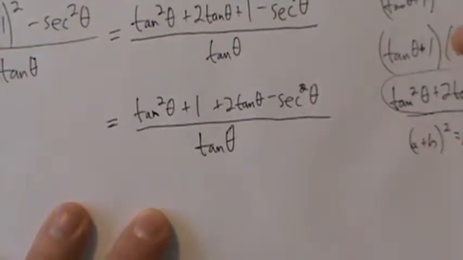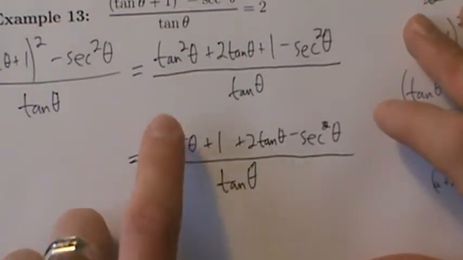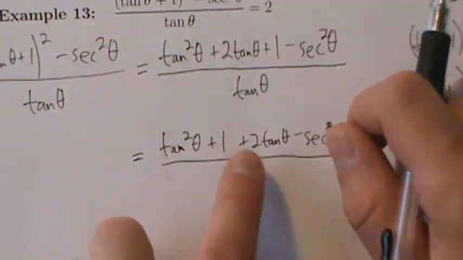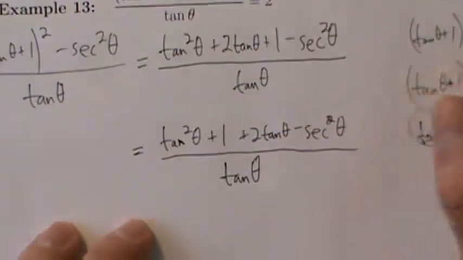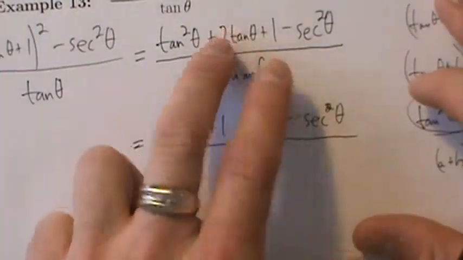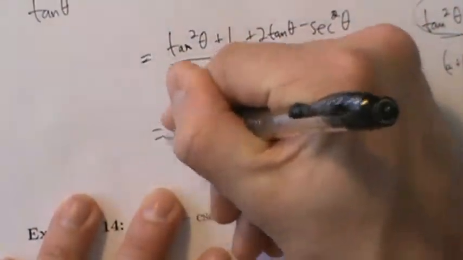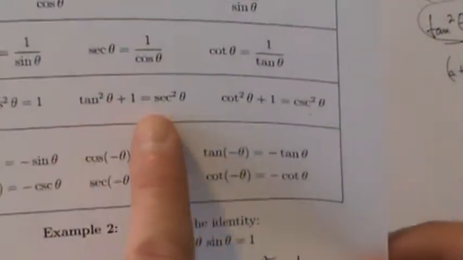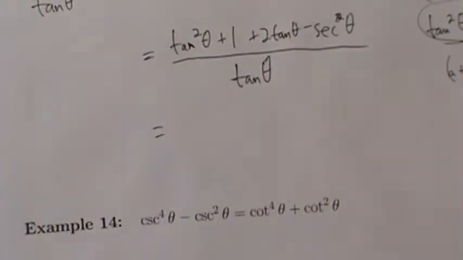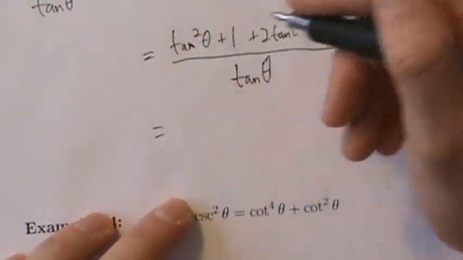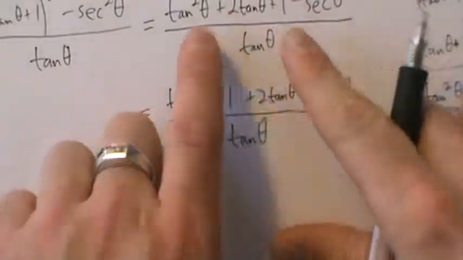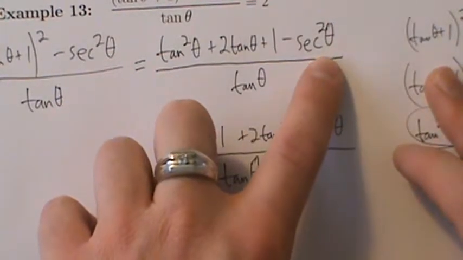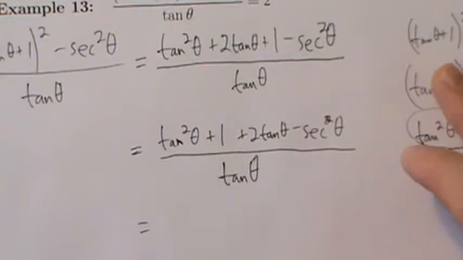All I did was take the top and rewrite the order of these two terms: plus 1 plus 2 tangent of theta, I just switched them around. Remember, you're just adding two things, it doesn't matter what order you add them in. Tangent squared of theta plus 1, that is secant squared of theta. That's one of our Pythagorean identities. That's why I switched these around, because I looked at this and said, here's a tangent squared, here's a 1, here's a secant squared.